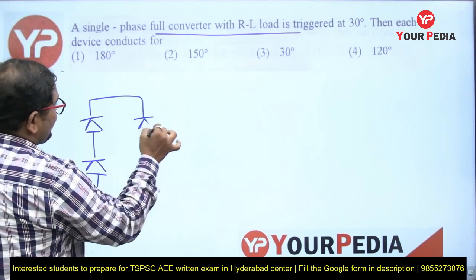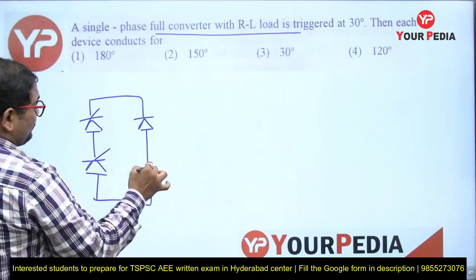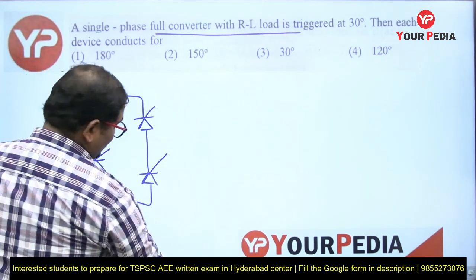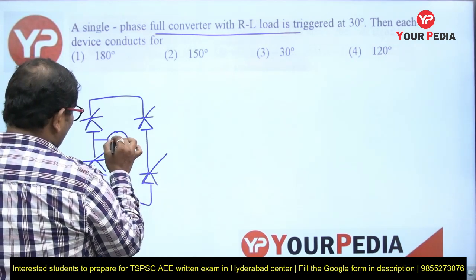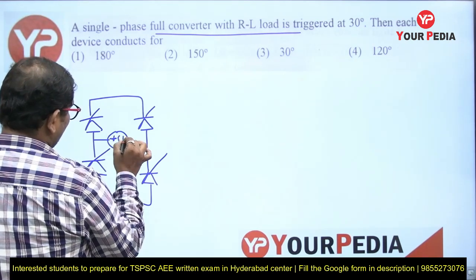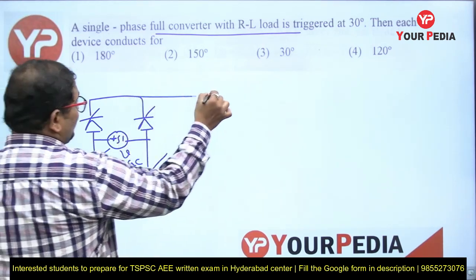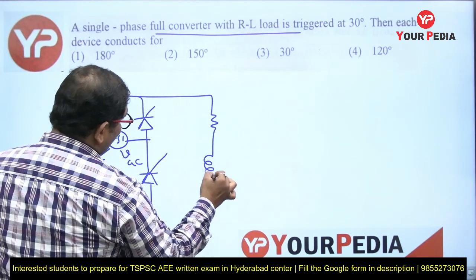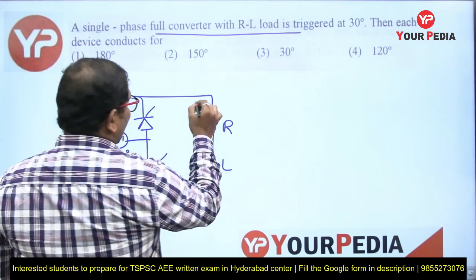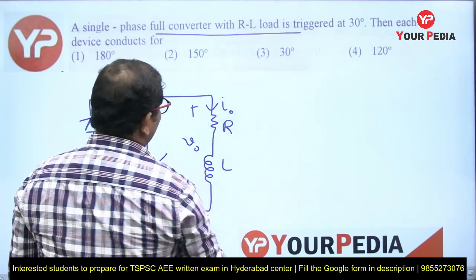So as it is mentioned, we need to take the SCR full converter. Full converter means it is a bridge converter. Yes or not? So bridge converter means, this is the supply, and here what type of load is there? RL load. So this is the circuit. Here we have an output voltage, and here we have an output current.